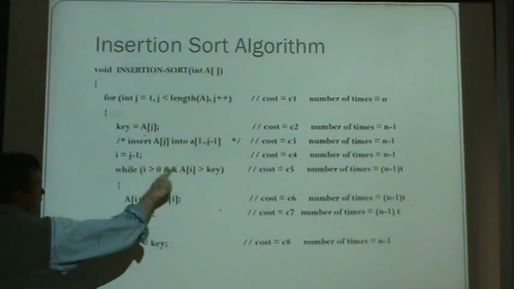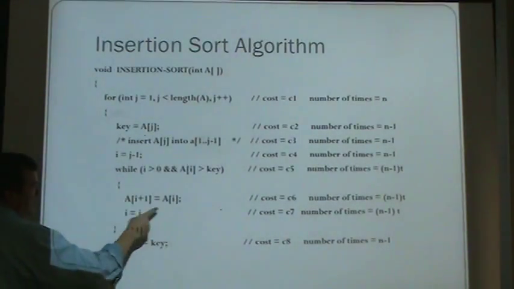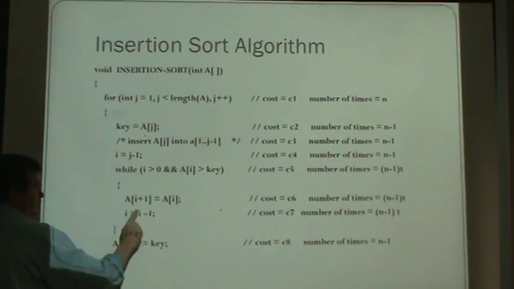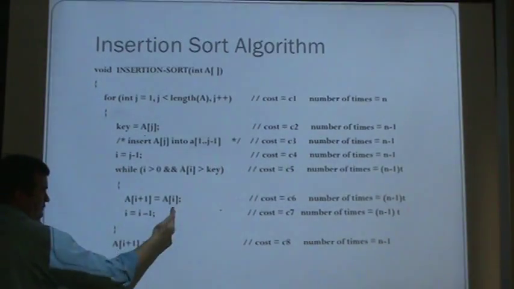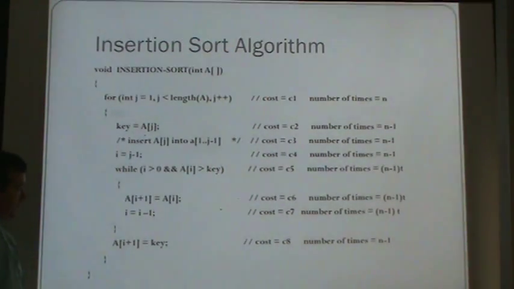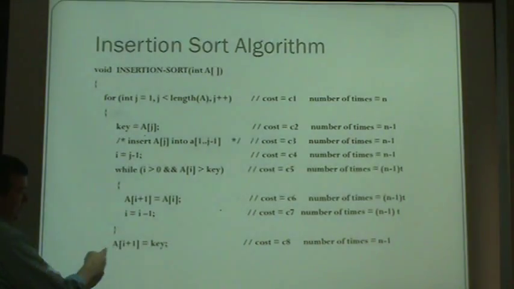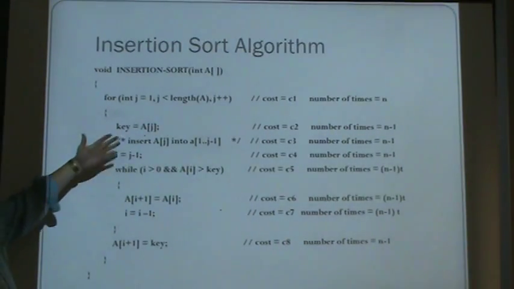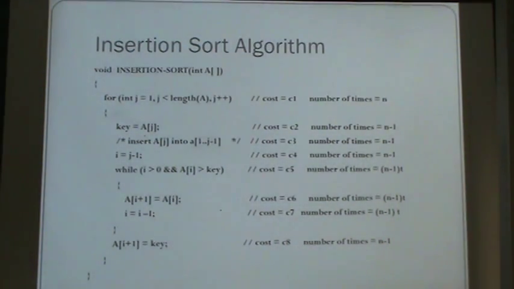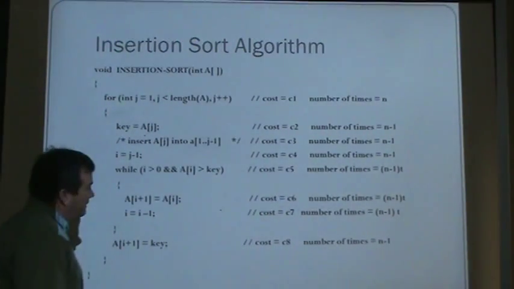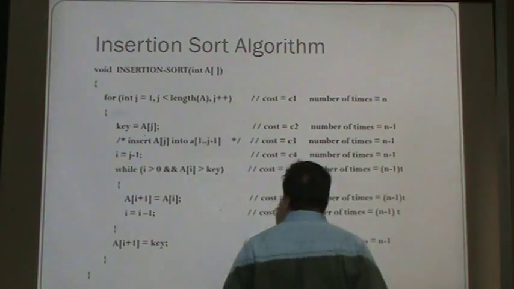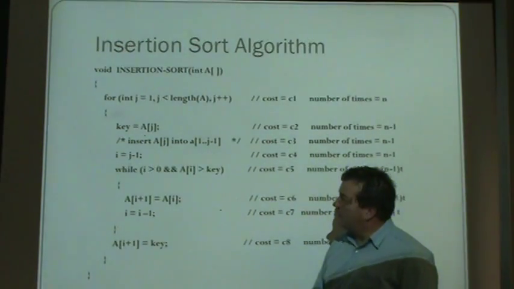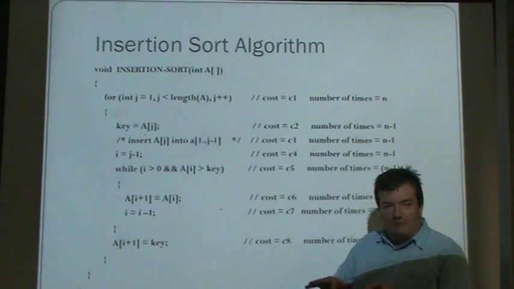And this is the while loop that just walks back to the beginning. And we keep copying values over, decrementing the index i as we walk to the beginning until we find the spot where it belongs, and then we copy the key in. Right? So does this look like the code for the algorithm we just did?